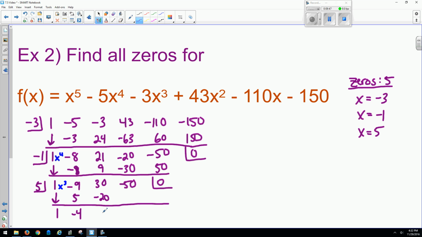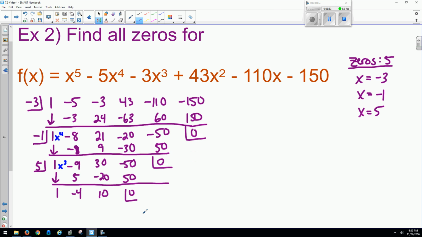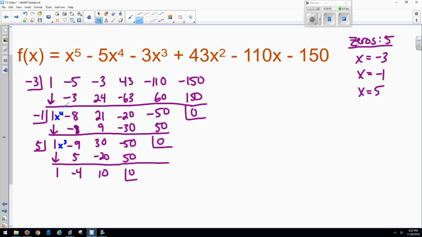Multiply, add, multiply, add, multiply, add. And so this would have been x to the 4th, this would have been x cubed, which means this is going to be the coefficient of x squared. And so our remaining polynomial would be x squared minus 4x plus 10.